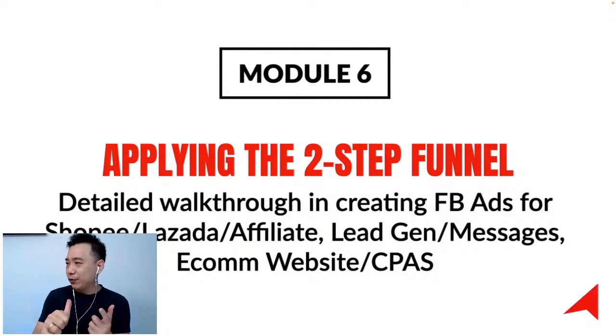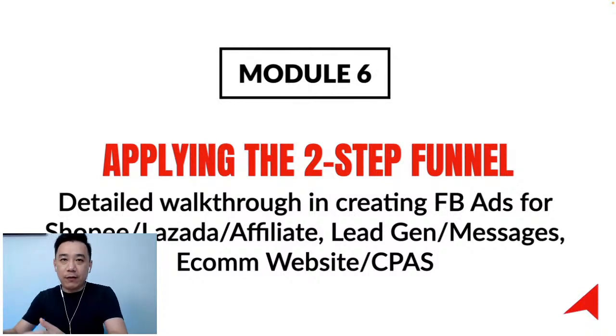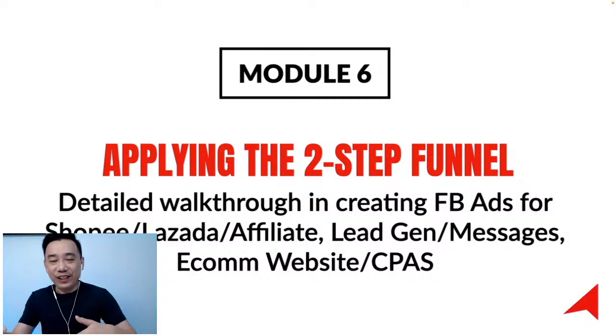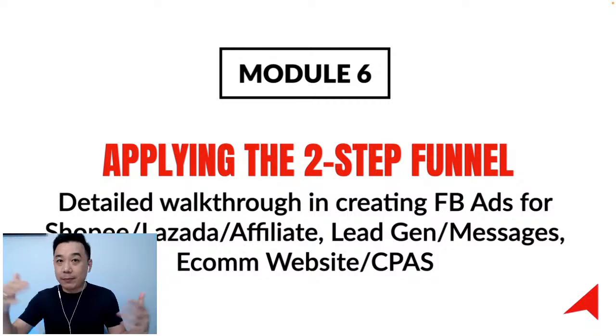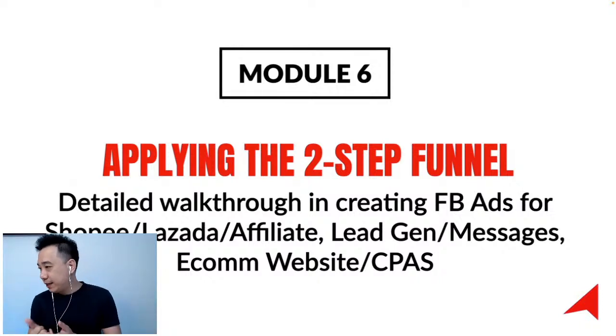Now, if you are selling on Shopee or Lazada, or if you are an affiliate marketer, I have a module to walk you through. When I say walk through, I mean I walk you through step by step in setting up the 2-step funnel. Tier 1, how do we set? Tier 2, how do we set? In Ads Manager, how do we set the audience targeting and all that? How do we set up the campaign? So I have examples on Shopee and Lazada and affiliate. I have examples of lead gen and messages.